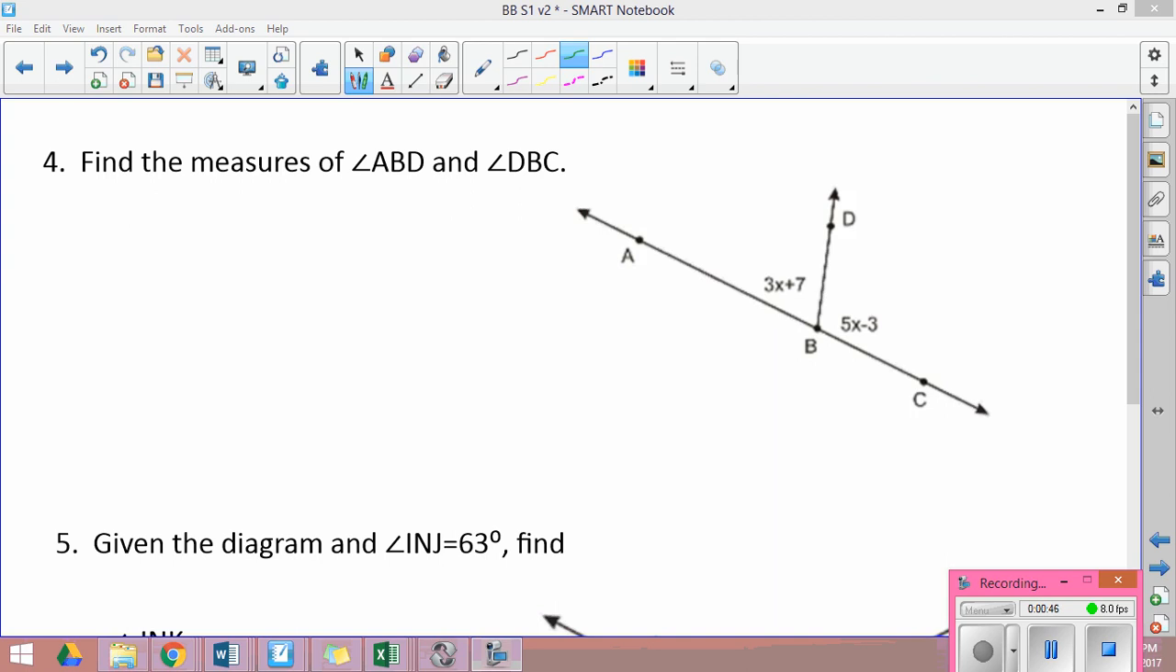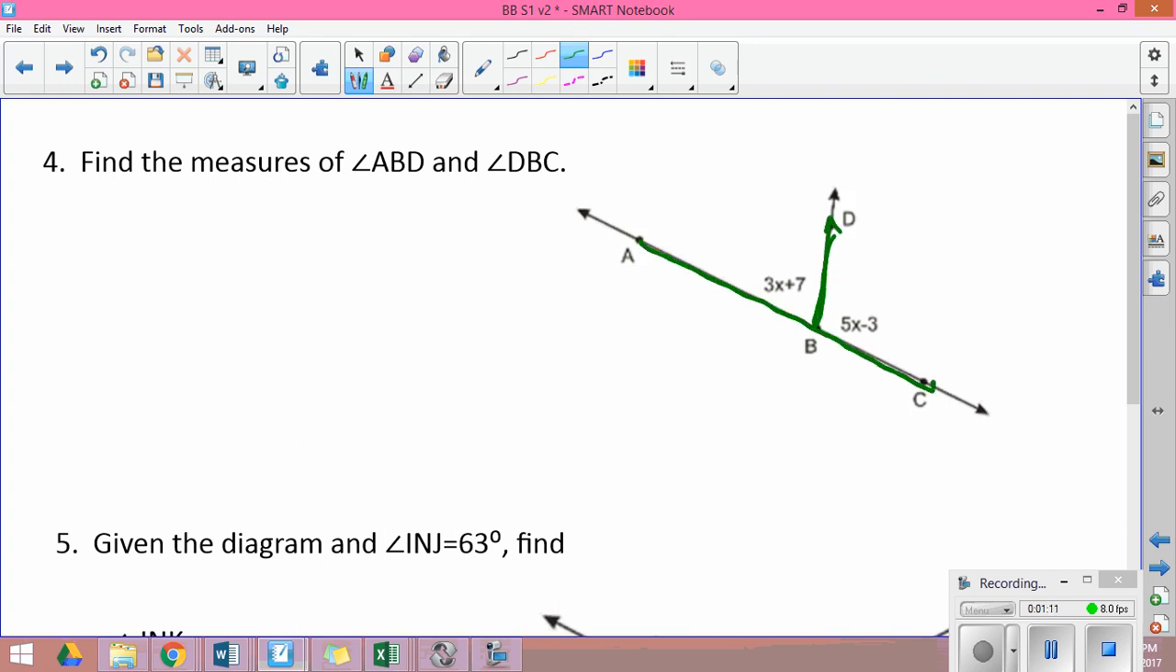So find the measures of angle ABD and DBC. So again, we have to look at the picture and figure out what information the picture gives me. There are no hash marks or notations on the picture, so I don't know anything from there. I do know these are adjacent because they share this side. And in fact, they're a special kind of adjacent because they form a line. So they are my linear pairs.